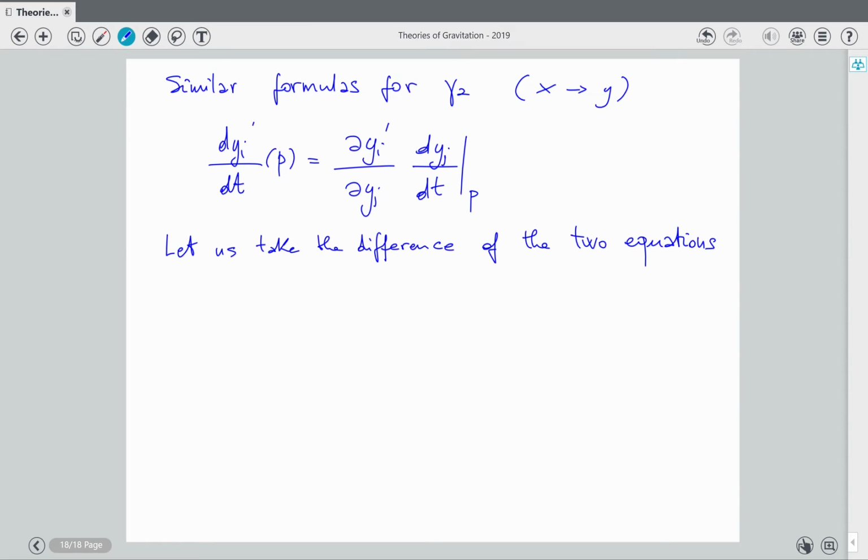And we have dxi prime over dt in P. So the tangent to the first curve in the second coordinate system minus the tangent to the second curve in the second coordinate system, that is equal to the difference, so we copy the difference.